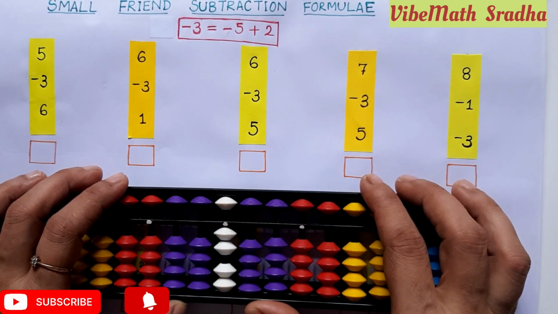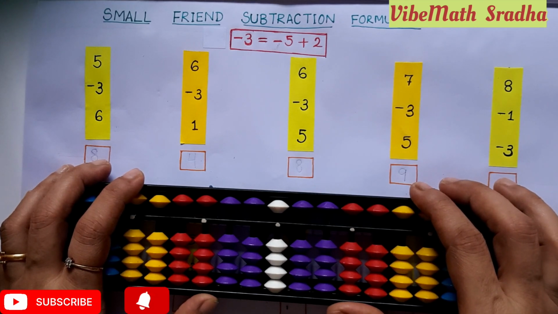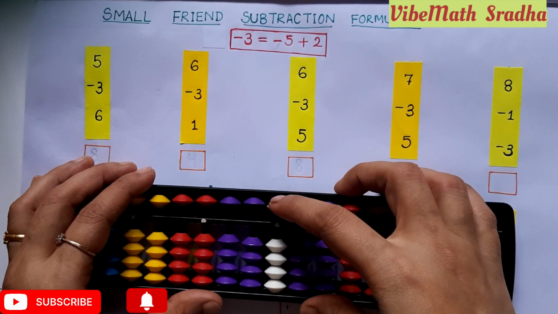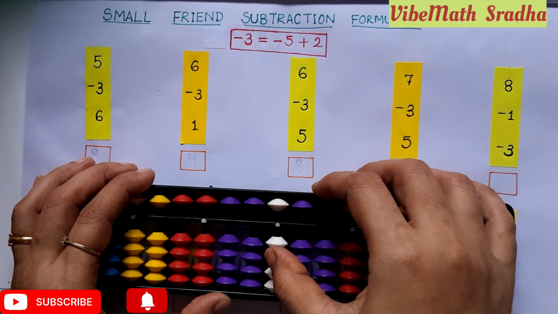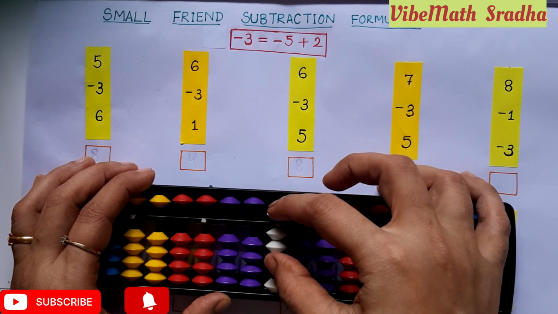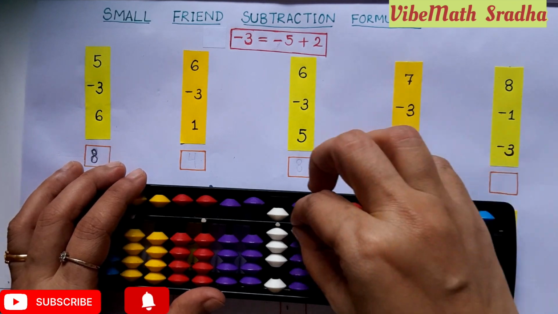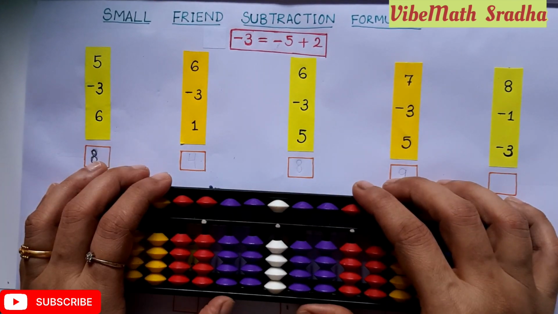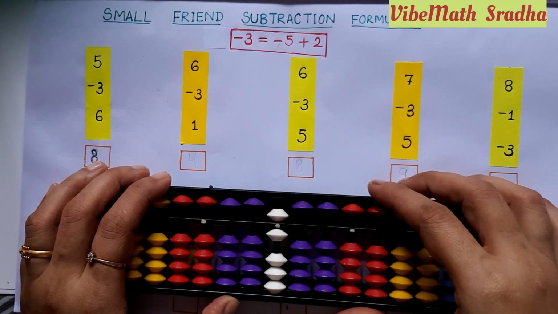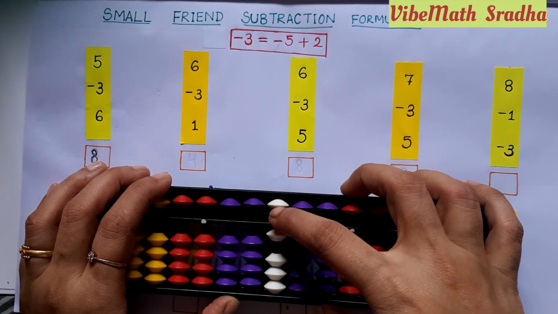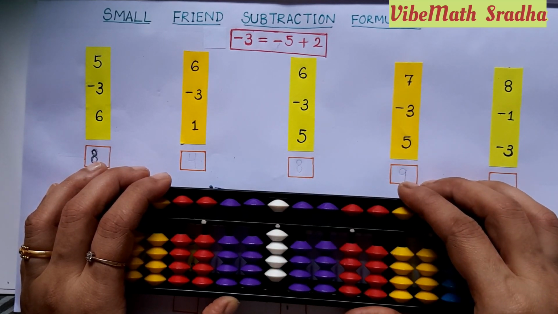Now, let us solve these examples using the above formula, right? Our first question is 5 minus 3 plus 6. 5 minus 3 is minus 5 plus 2, then add 6. Our answer is 8. Let me first clear my tool. Moving to the second question, that is 6 minus 3 plus 1. 6 minus 3 is minus 5 plus 2, then add 1. Answer is 4.